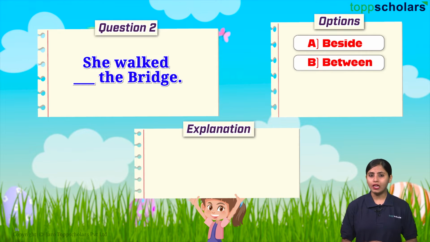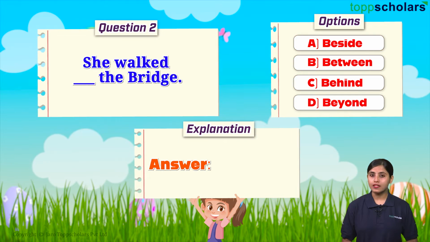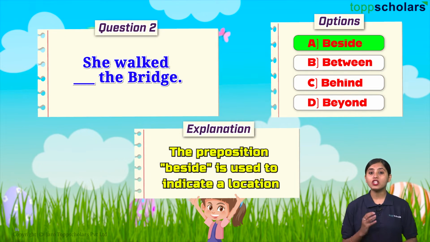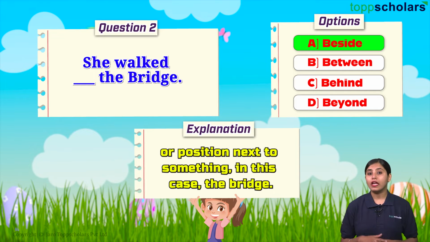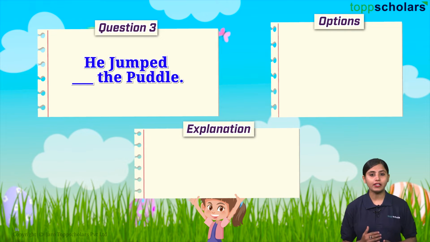Beside, between, behind, beyond. Answer: beside. The preposition beside is used to indicate a location or position next to something, in this case the bridge. Third, he jumped dash the puddle.